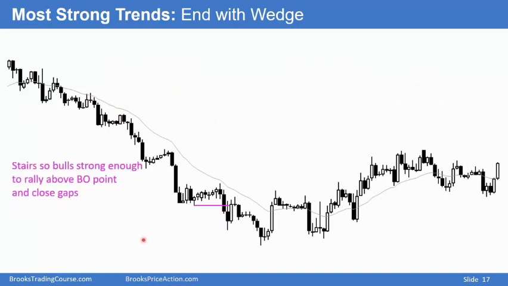Now we're starting to get stairs. We have a big bear breakout, and we broke below this low, but it pulled back above that low. The gaps are closing. We're starting to accumulate some bull bars here, here, here, again here, and again here. There's some evidence of buying pressure.